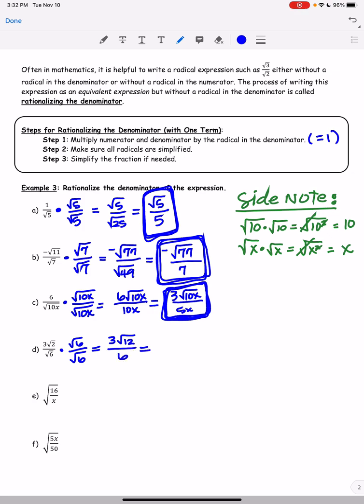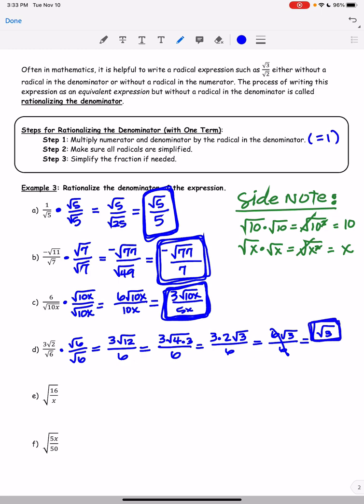We can do some simplifying here. So first off, let's simplify this radical. The biggest square root that goes into that is 4. Square root of 4 is 2. So I've got 3 times 2 and then square root 3. 3 times 2 is 6. And those 6's do cancel. So my final answer there is just square root 3.